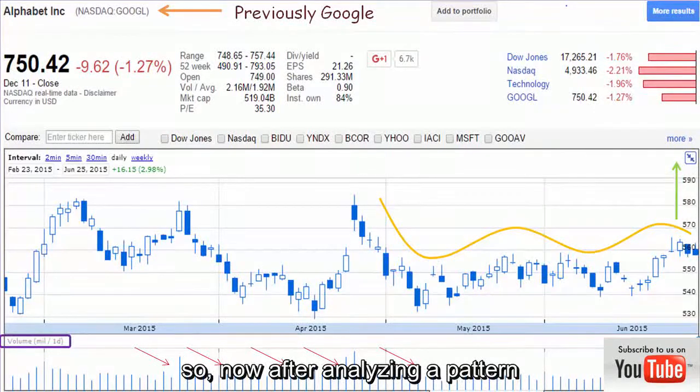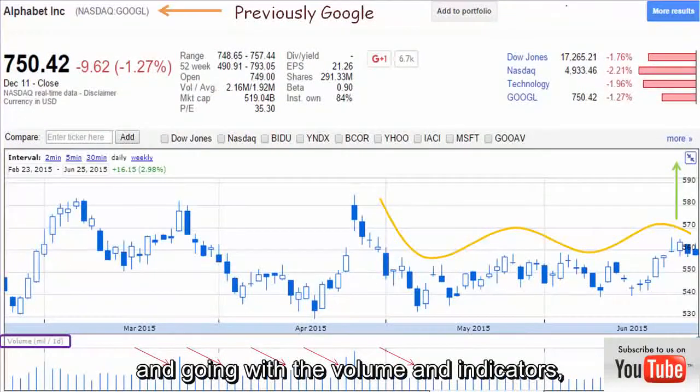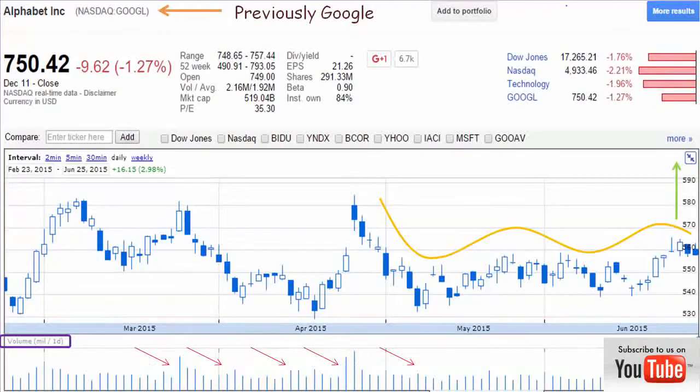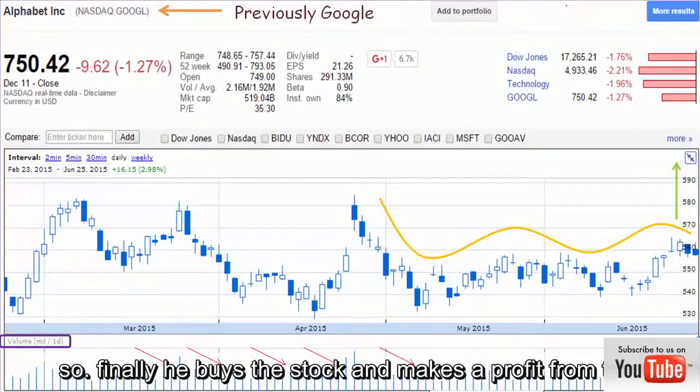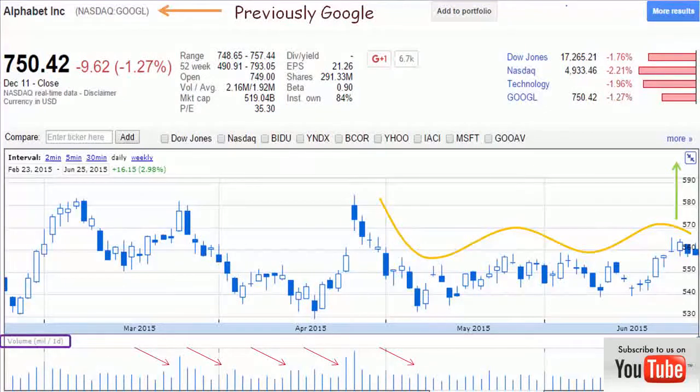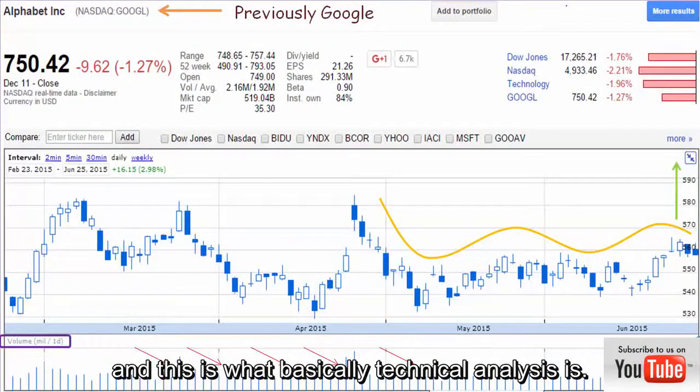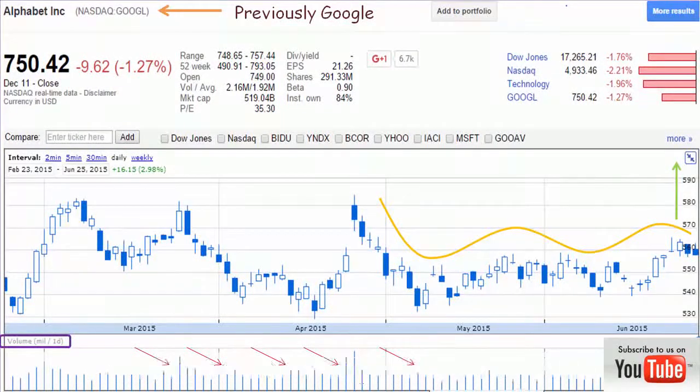So now, after analyzing the pattern and going through the volume and the indicators, the charts give him a buy signal that the chart is good and he should buy the stock. So finally, he buys the stock and makes a profit from that. And this is basically what technical analysis is.